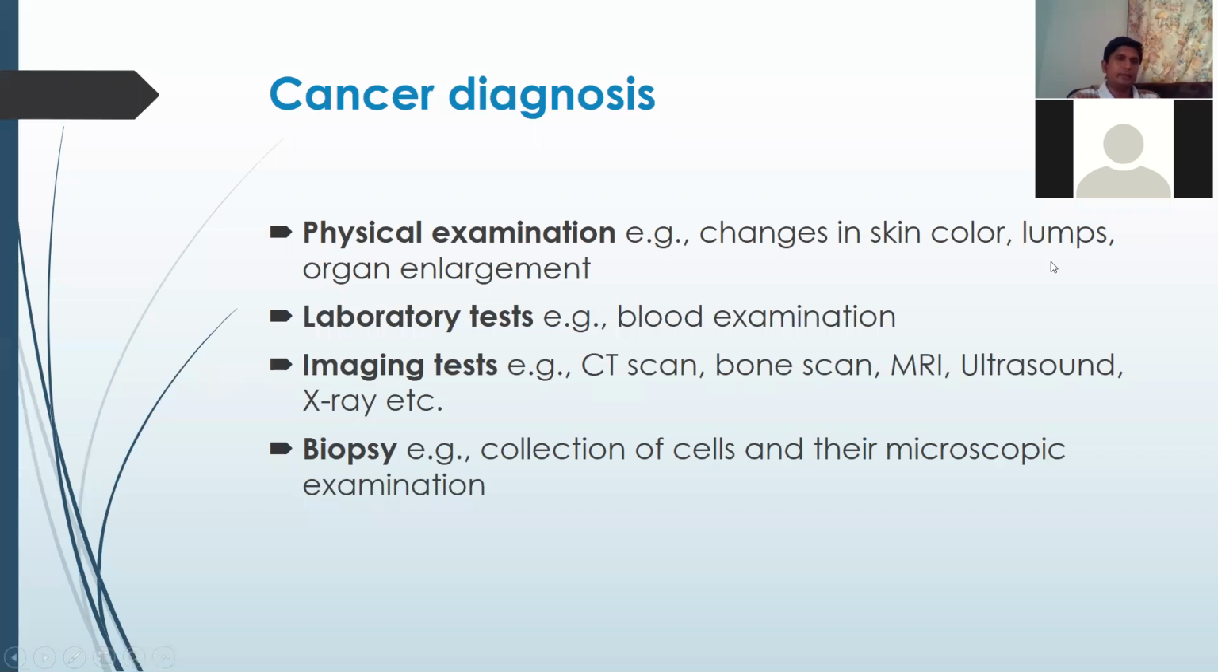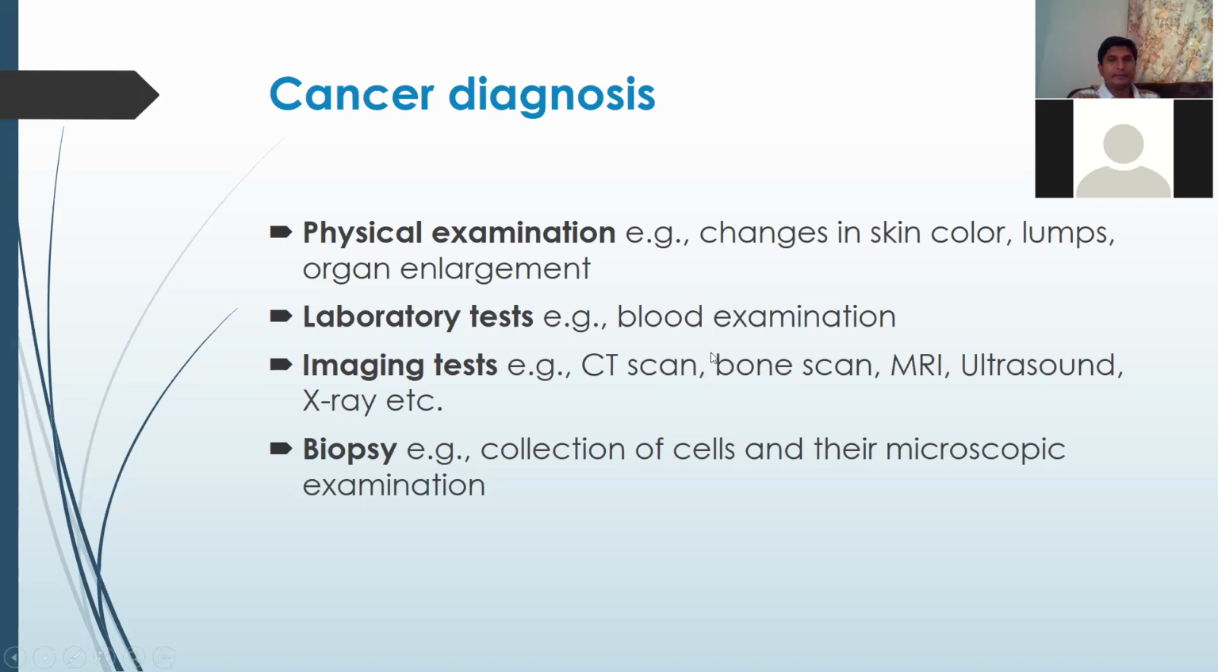There might be the presence of lumps at specific locations in the body that may be physically examined. The doctors may also physically examine organ enlargement. There are chances that certain organs might be enlarged and that may be linked to the development of cancer. Then there are a number of laboratory tests that are also used to diagnose cancer. For example, routine blood tests may diagnose cancer.